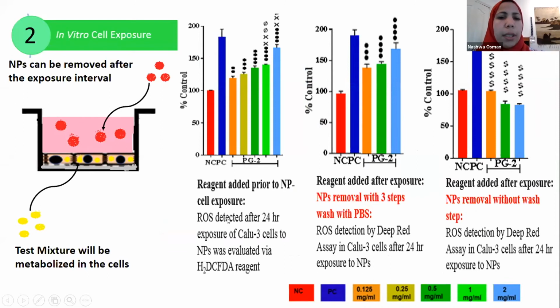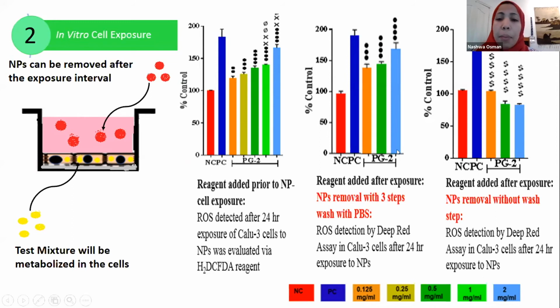You add your reagent, then remove the reagent, wash, then add the nanoparticles for your exposures and measure after this. This is, for example, a result of a ROS assay. I have to incubate the cells for 30 minutes with the DCFDA reagent, then wash, then I added the nanoparticles, and I could see a really nice logical increase of ROS with the increasing concentration of my nanoparticles.